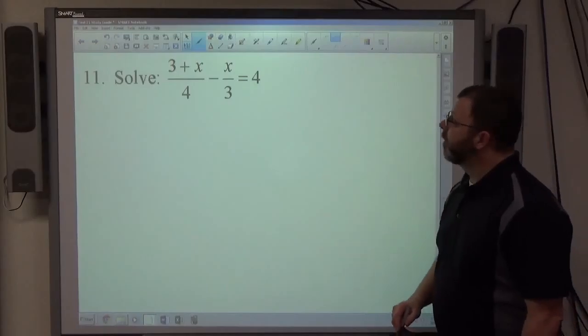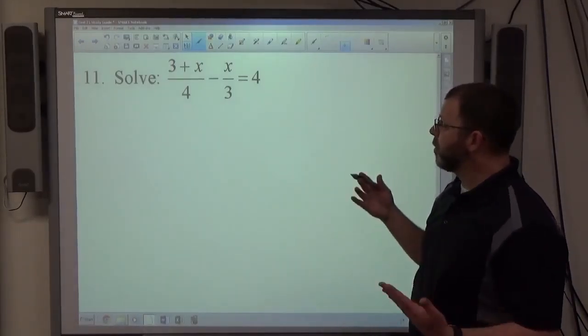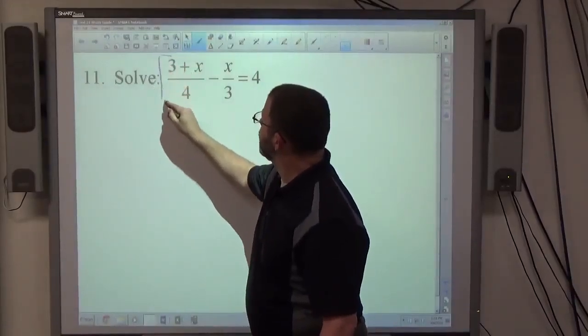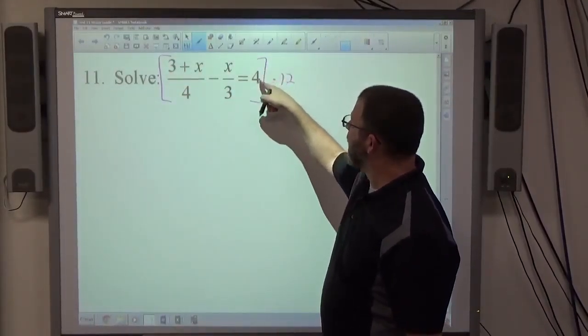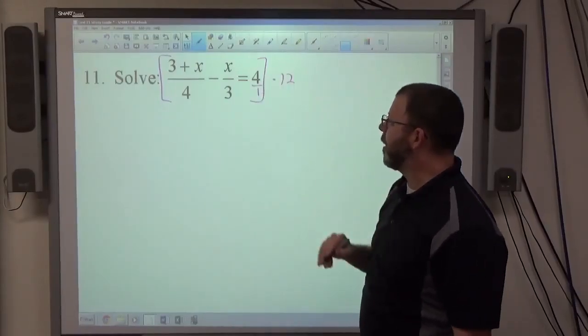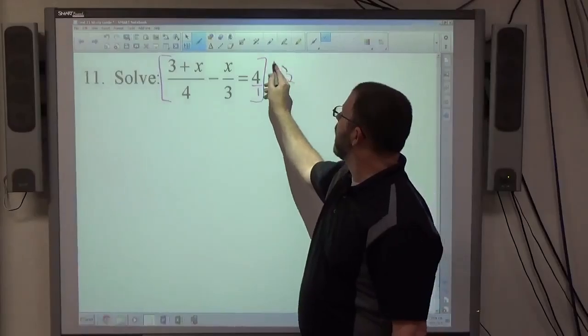Number 11, solving a rational equation. My advice has always been on these problems, get rid of the fractions. The least common denominator of 4 and 3 is 12. This is not a fraction, so it's over 1. It has no bearing on the common denominator decision. When we multiply, it's 12 times this.